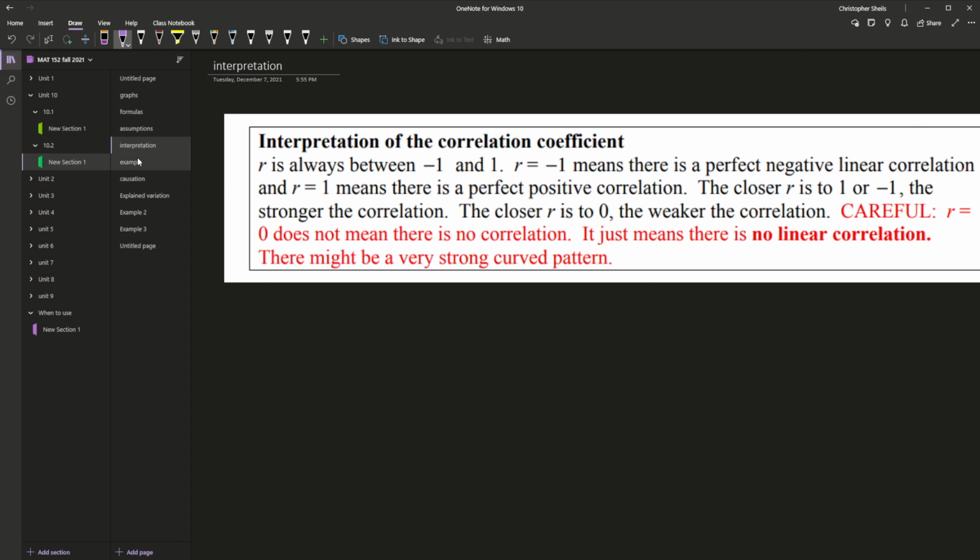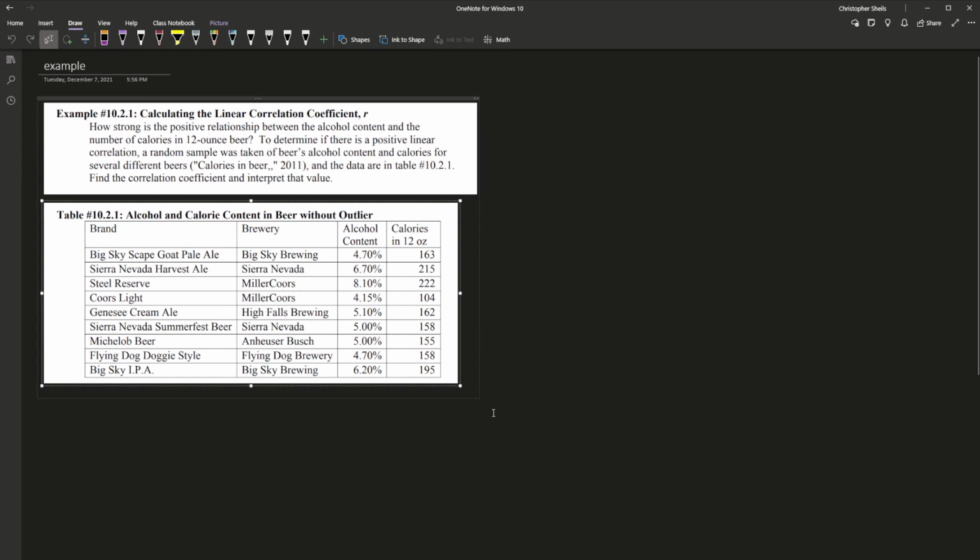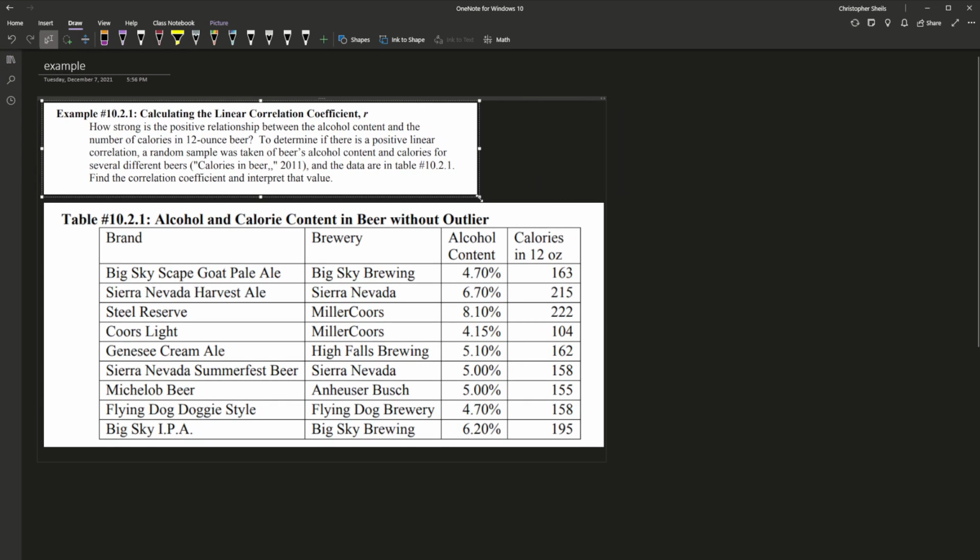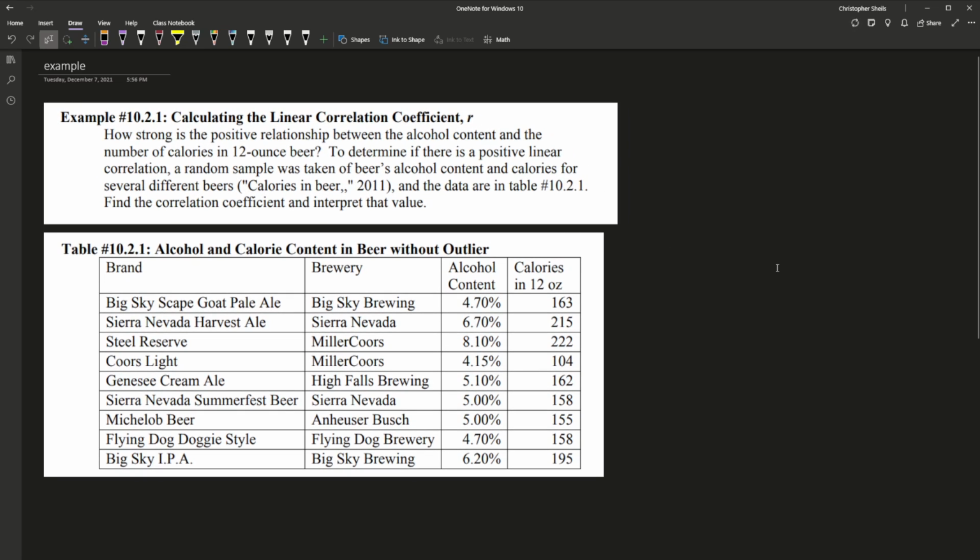Let's pick up from an example that we looked at last night. How strong is the positive relationship between the alcohol content and the number of calories in a 12-ounce beer? To determine if there's a positive correlation, a random sample was taken of the beer's alcohol content and calories for several different beers, and the data are presented in the table below. We want to find the correlation coefficient and interpret that value.